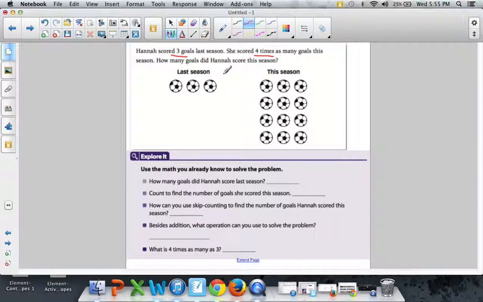They kind of answered it already for you because they had this picture in front of you. Last season it was 3, and she scored 4 times that many. So you see that 3 over here for last season, and you see it 4 times. 1, 2, 3, 4. And if you counted all that up and you know your multiplication tables, you would say, how many goals did Hannah score last season? 3 last season.